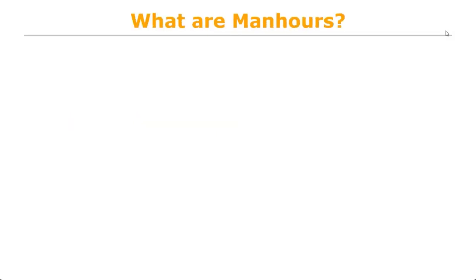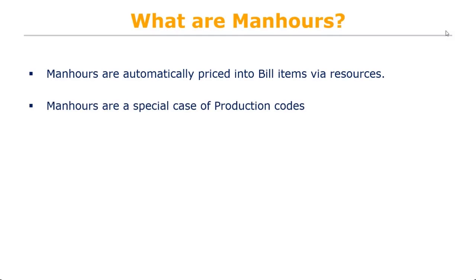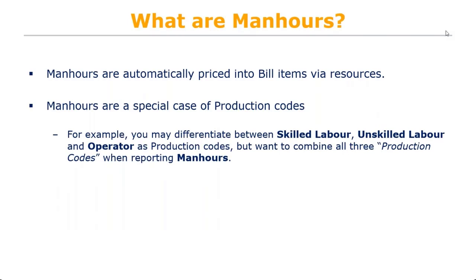What are man-hours? Man-hours are automatically priced into bill items via resources. Man-hours are a special case of production codes. For example, you may differentiate between skilled, unskilled, and operator as a production code, but want to combine all three production codes when reporting man-hours.